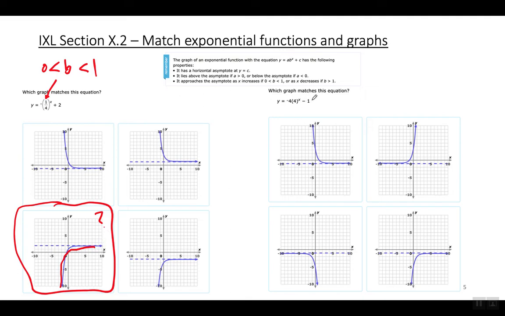All right, let's look at this one. The asymptote is at -1. So I got 3 possibilities. No, 4. All 4 of these have the asymptote at -1. So that doesn't help us. All right. Las 4 respuestas tienen el asymptote en -1. All right, so let's check the other stuff.